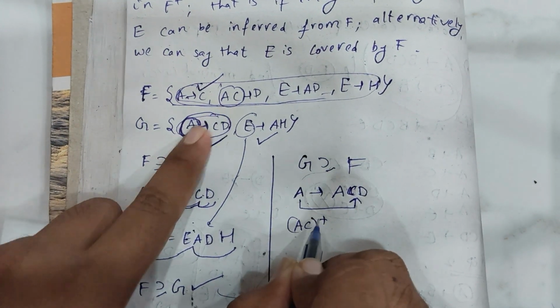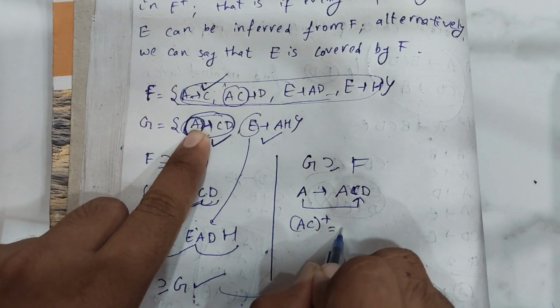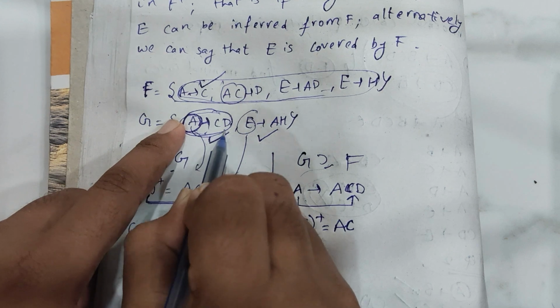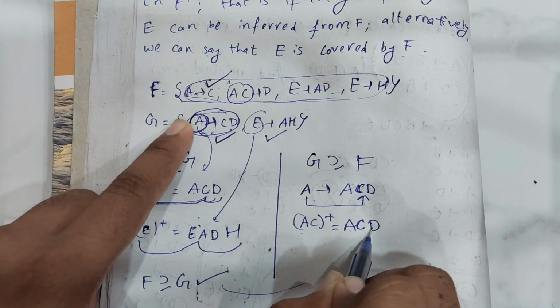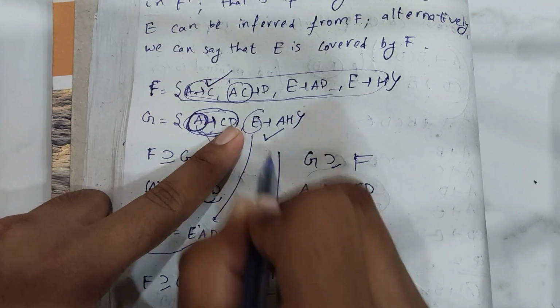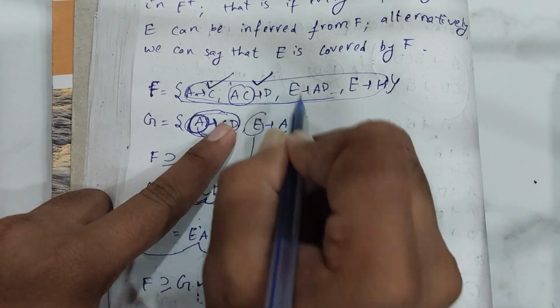Now find the closure of AC in G. So A to AC. Check here, A to CD. Anything more? Nothing. So it has A to D, and AC to D. It has AC to D. So it is also being covered.